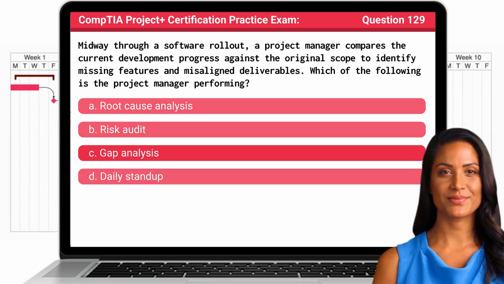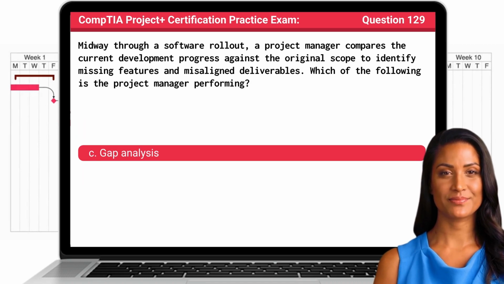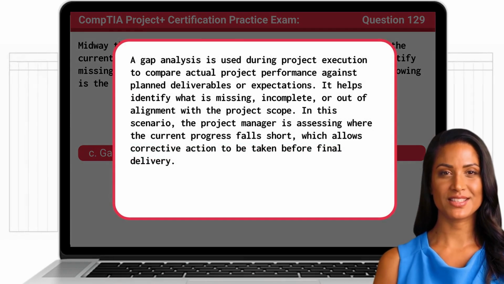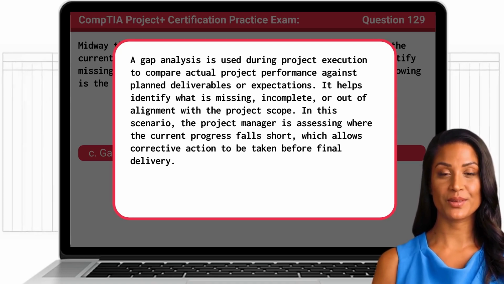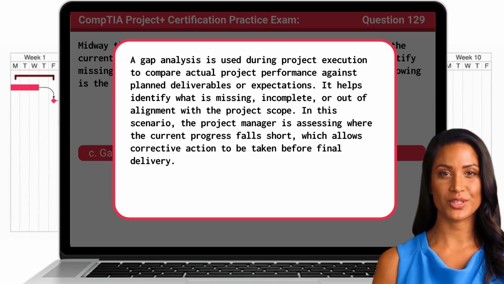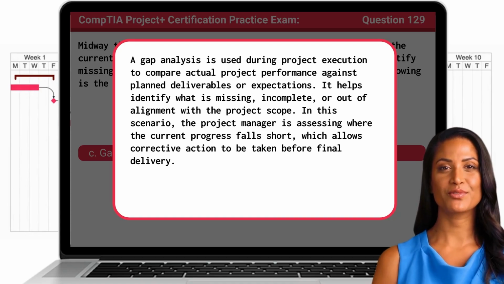The answer is C. Gap analysis. A gap analysis is used during project execution to compare actual project performance against planned deliverables or expectations. It helps identify what is missing, incomplete, or out of alignment with the project scope. In this scenario, the project manager is assessing where the current progress falls short, which allows corrective action to be taken before final delivery.